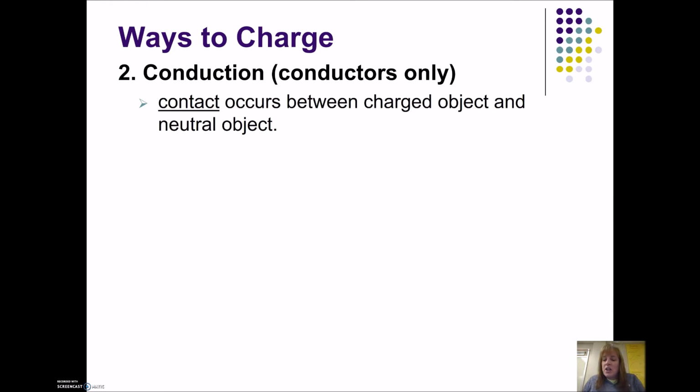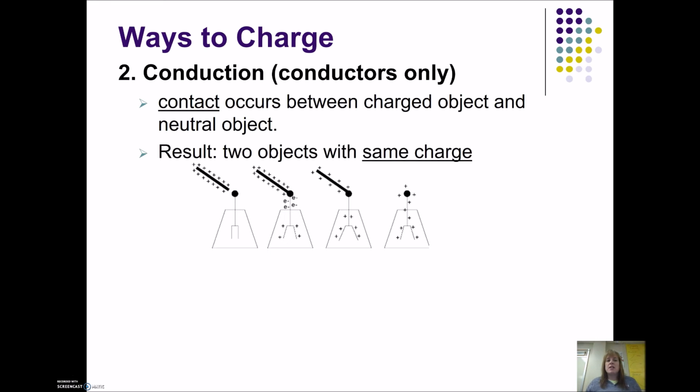The other thing I did, once I charged that by friction, I then touched the electroscope and transferred charge to the electroscope. So that's charging by conduction, and it only works for conductors because the electrons actually physically have to move. So in charging by conduction, there's contact. I had to touch the electroscope to leave the charge there. And so we're touching a charged object to the neutral object.